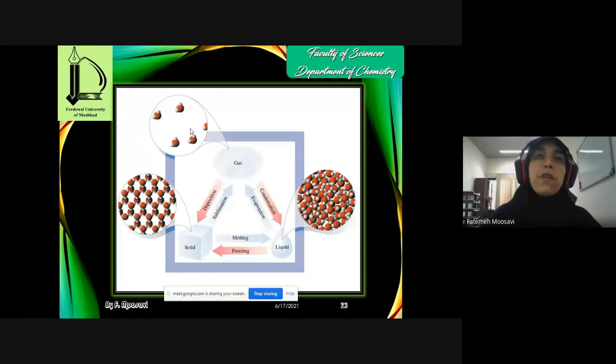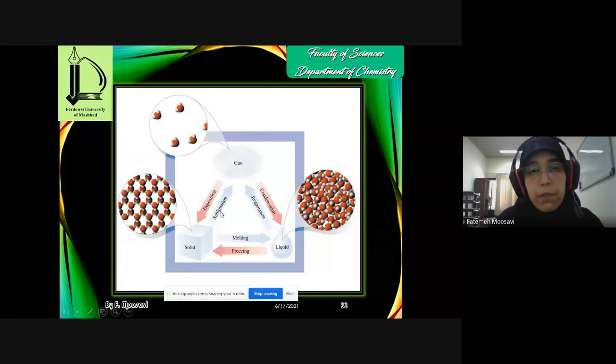We have different types of physical changes that are related to phase transitions: sublimation, deposition, melting, freezing, evaporation, and condensation.